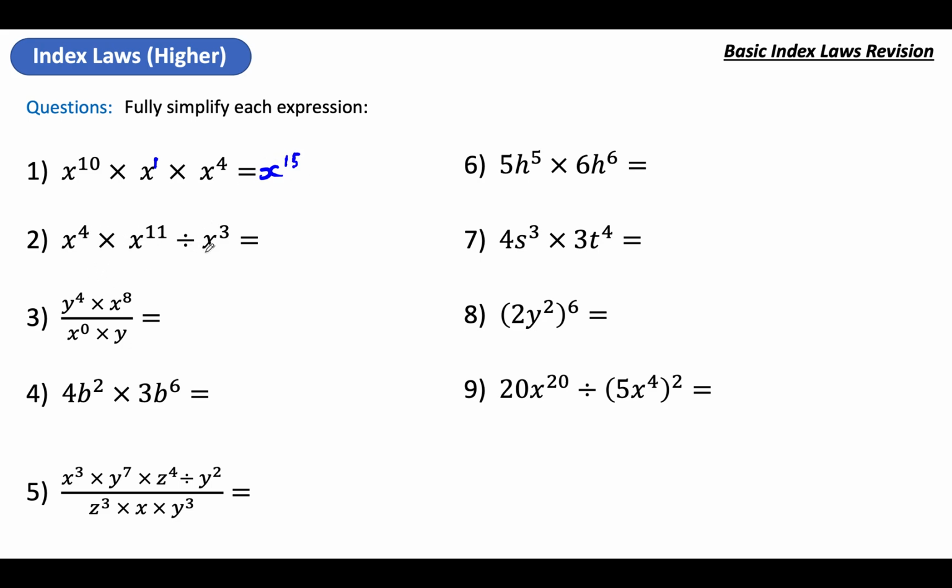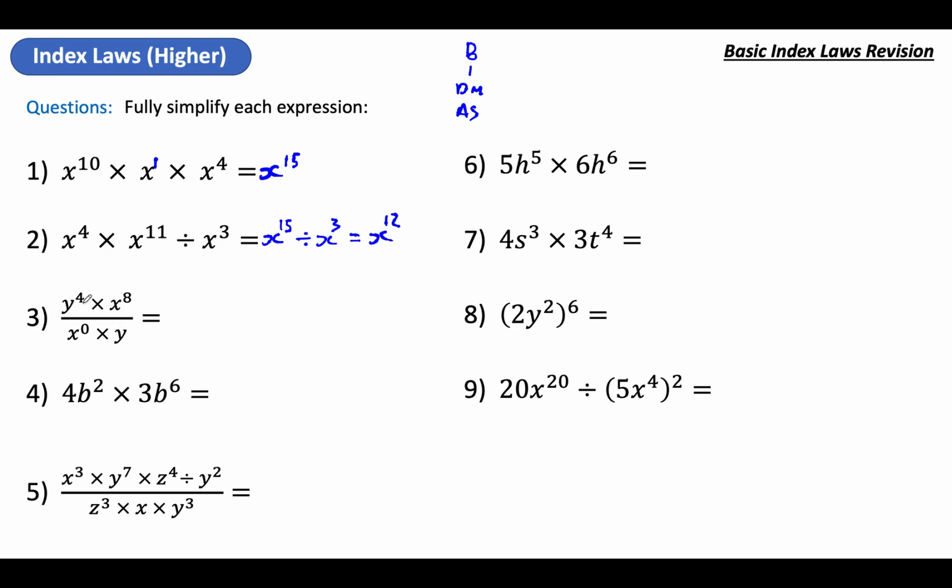Now this one, we've got the times and then a divide, and because it's times and divide, that's on the same level of BIDMAS. So brackets, indices, division and multiplication, it's on the same level, so we do these at the same time, then addition, subtraction. So if that's all on the same level, we start at the left, move to the right. So do x to the power of 4 times x to the power of 11 first, where you add the powers to get x to the power of 15. Then we can do the divide. So this is x to the power of 3, so subtract the 3, and you get x to the power of 12.